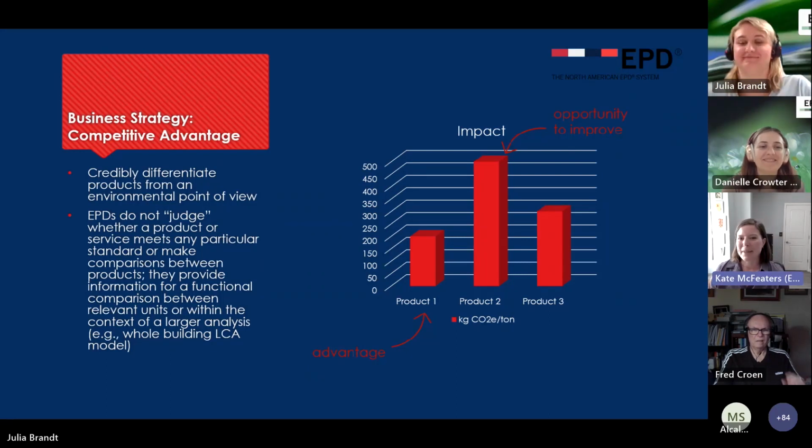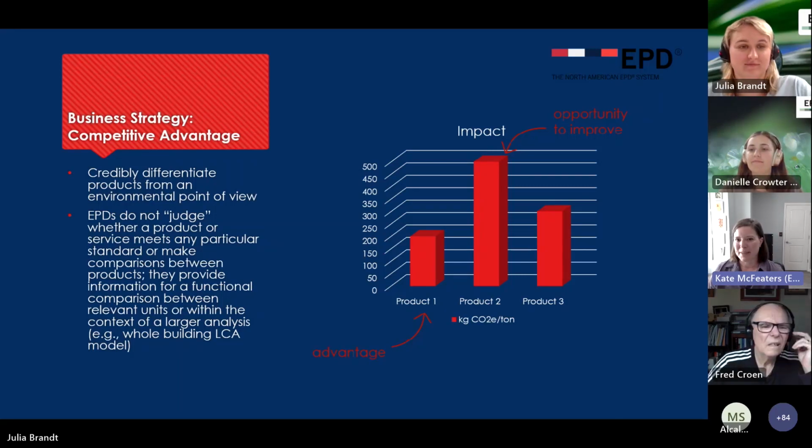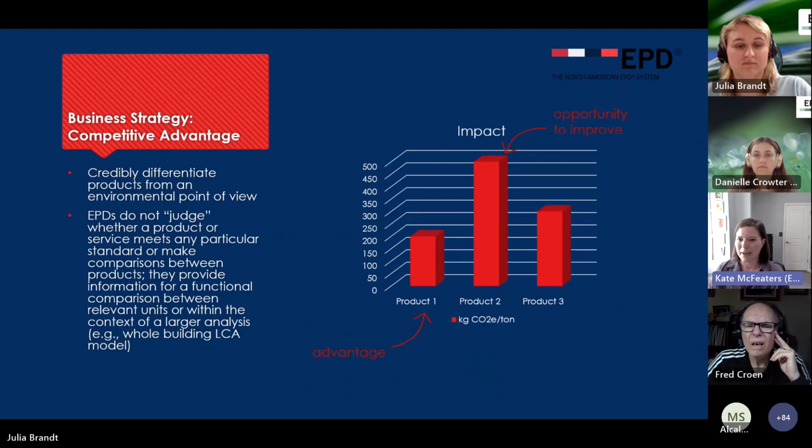Let's see. So for the element of competitive advantage, EPDs give you credible information to differentiate products from their environmental performance standpoint. Now, I want to make it really clear that EPDs do not judge whether a product or a service meets a particular standard, and it's not there to make comparisons over you should choose this product over that one, this product is better or greener than another product. It's a data point that provides information for the bigger picture on how to choose between two products.